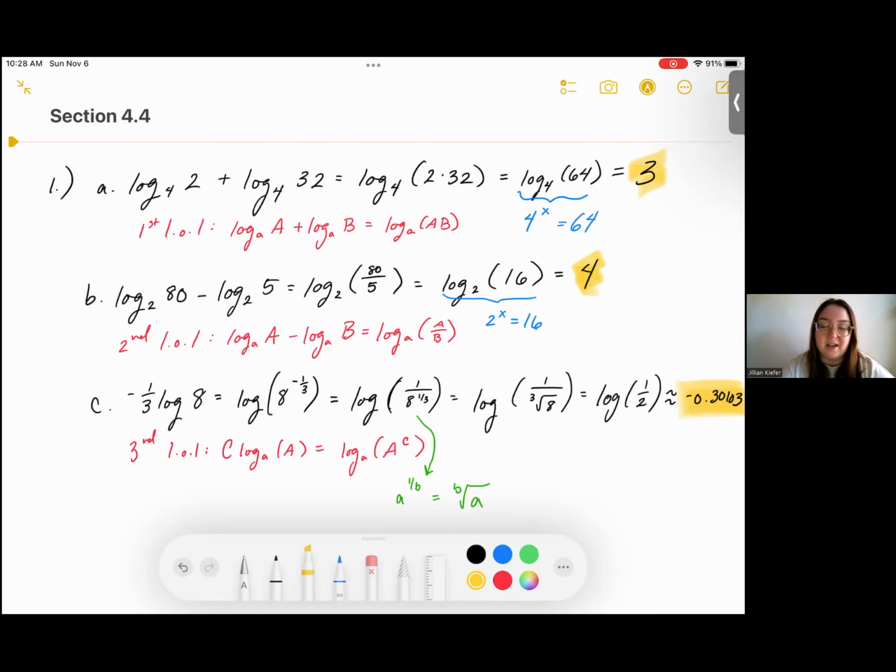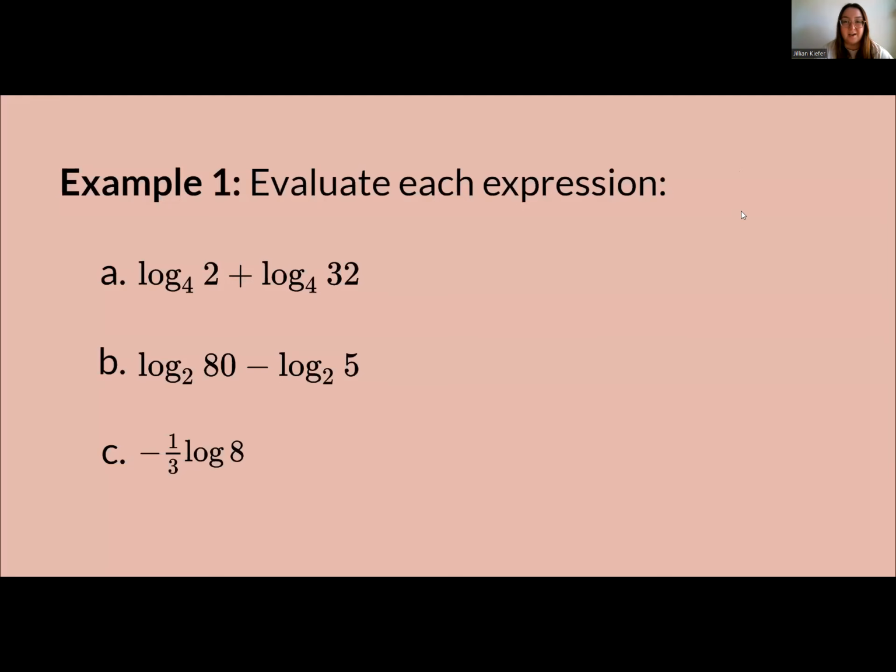So, all right, that finishes up problem 1. Let's go ahead and go back to our lecture. All right, so that was example 1.